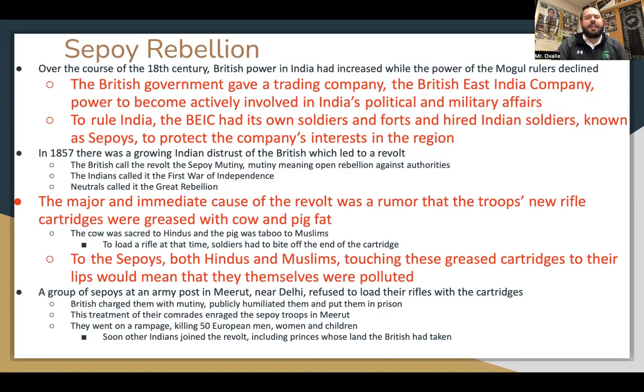The major and immediate cause of the revolt was a rumor that the troops' new rifle cartridges were greased with cow and pig fat. Now, if you know anything about Indian and Muslim cultures, the cow is sacred to Hindus, and pigs are taboo to Muslims. They don't eat cow, they don't eat pig, pork.